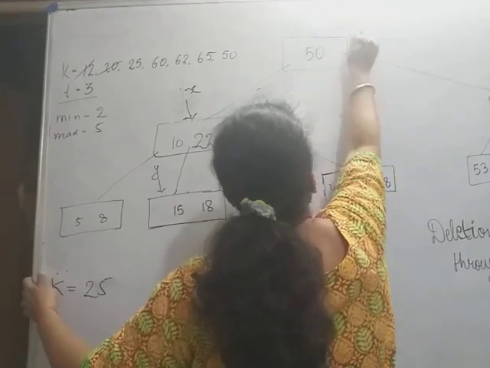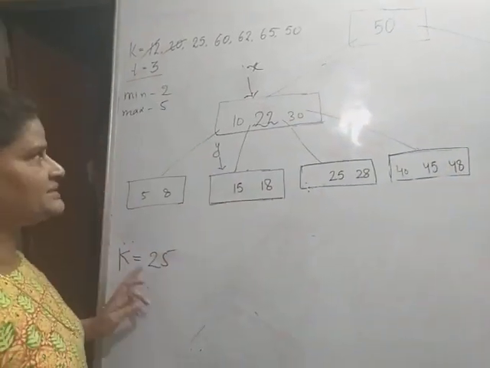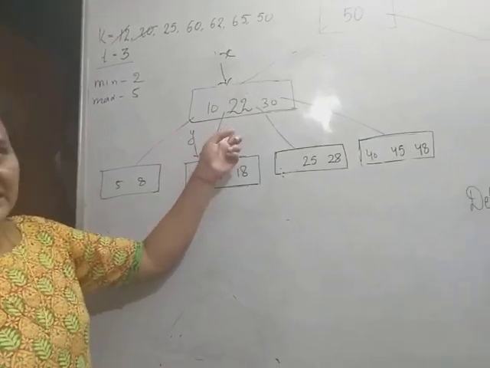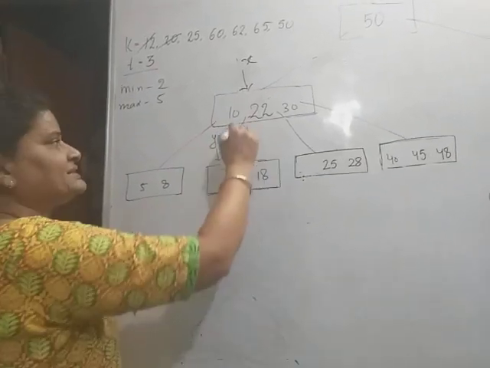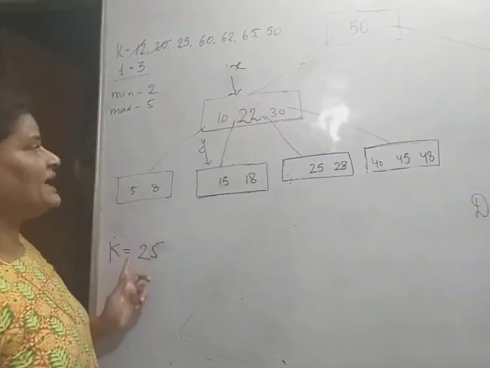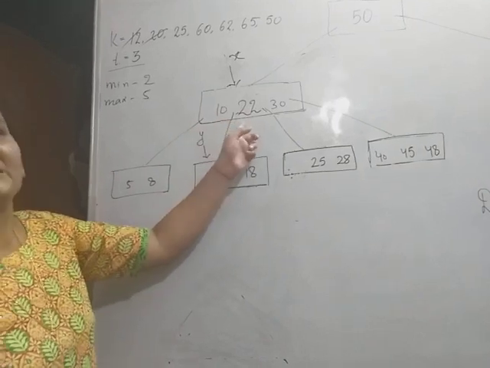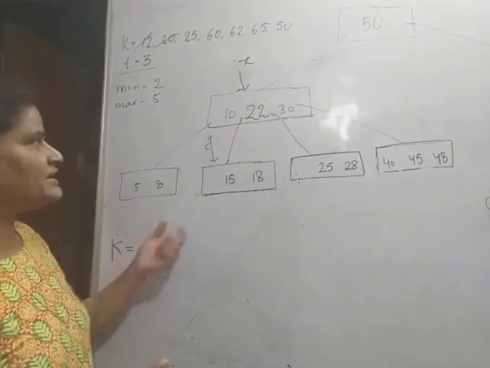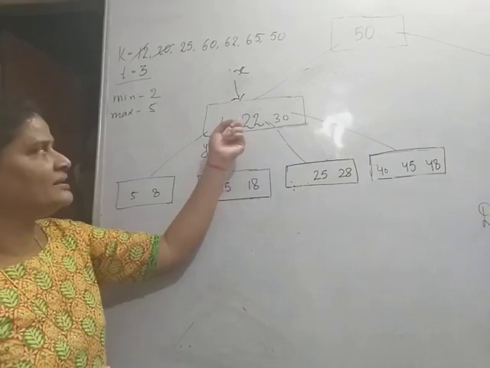Now this will not go to the first case as x is not a leaf. Now the second is 25, so this is not the third case. So this is the second case. Second case means what? The k to be deleted is not present in the internal node. Here x is an internal node and 25 is not present in x.